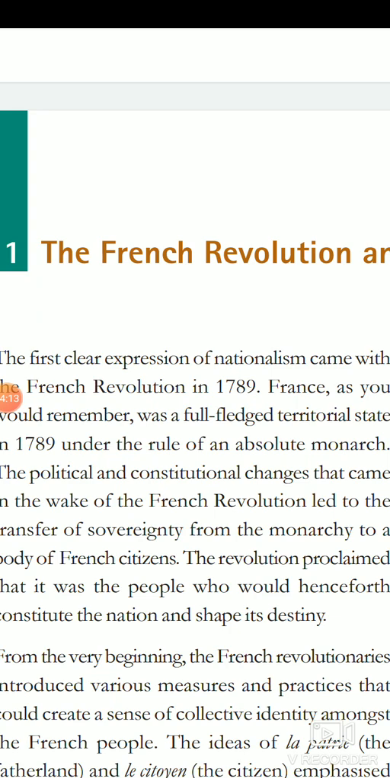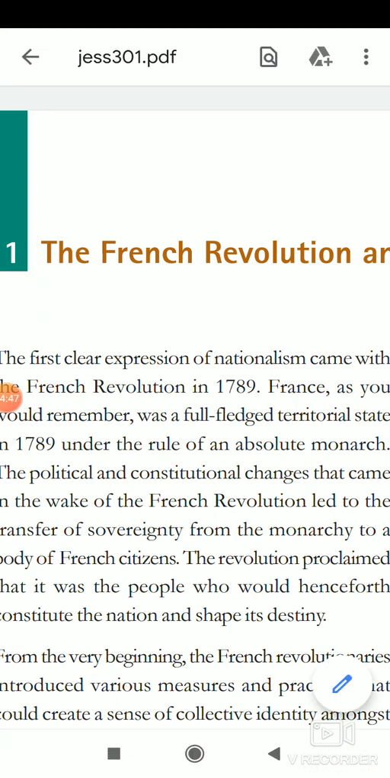During that time, Louis XVI was the ruler of France. He was a despotic ruler. So finally, the people of France revolted against him, and Louis XVI was deposed, and a new system followed there. Basically, the French Revolution was based on liberty, equality, and fraternity. This was the slogan of the French Revolution.